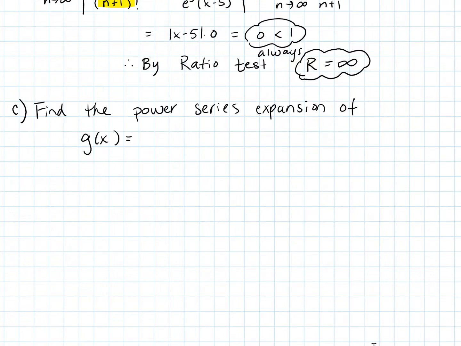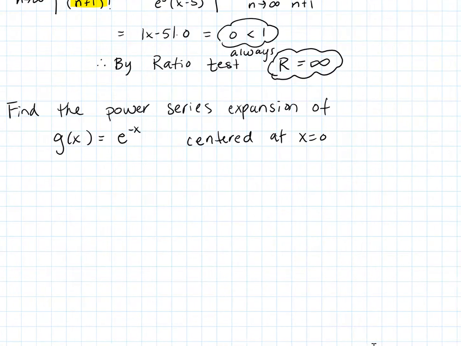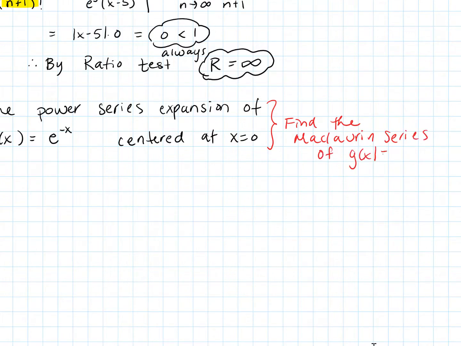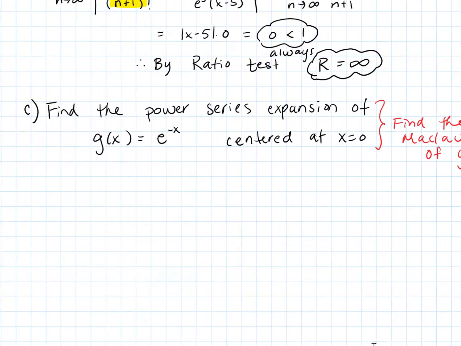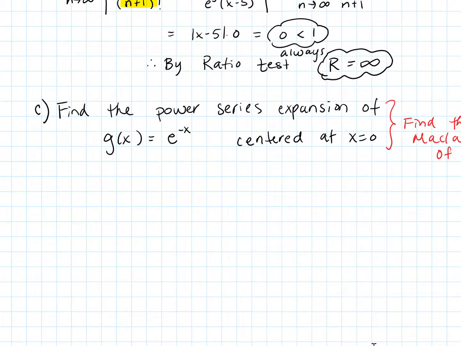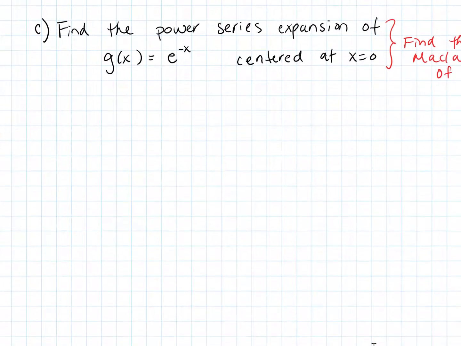equals e to the negative x, centered at x equals 0. By the way, that could have easily been written as just find the Maclaurin series of g of x equals e to the negative x. Okay, just two ways to say the same thing. So find the power series expansion of g of x equals e to the negative x. What if I wanted exponential decay instead of exponential growth, right? e to the x is exponential growth, e to the negative x exponential decay.